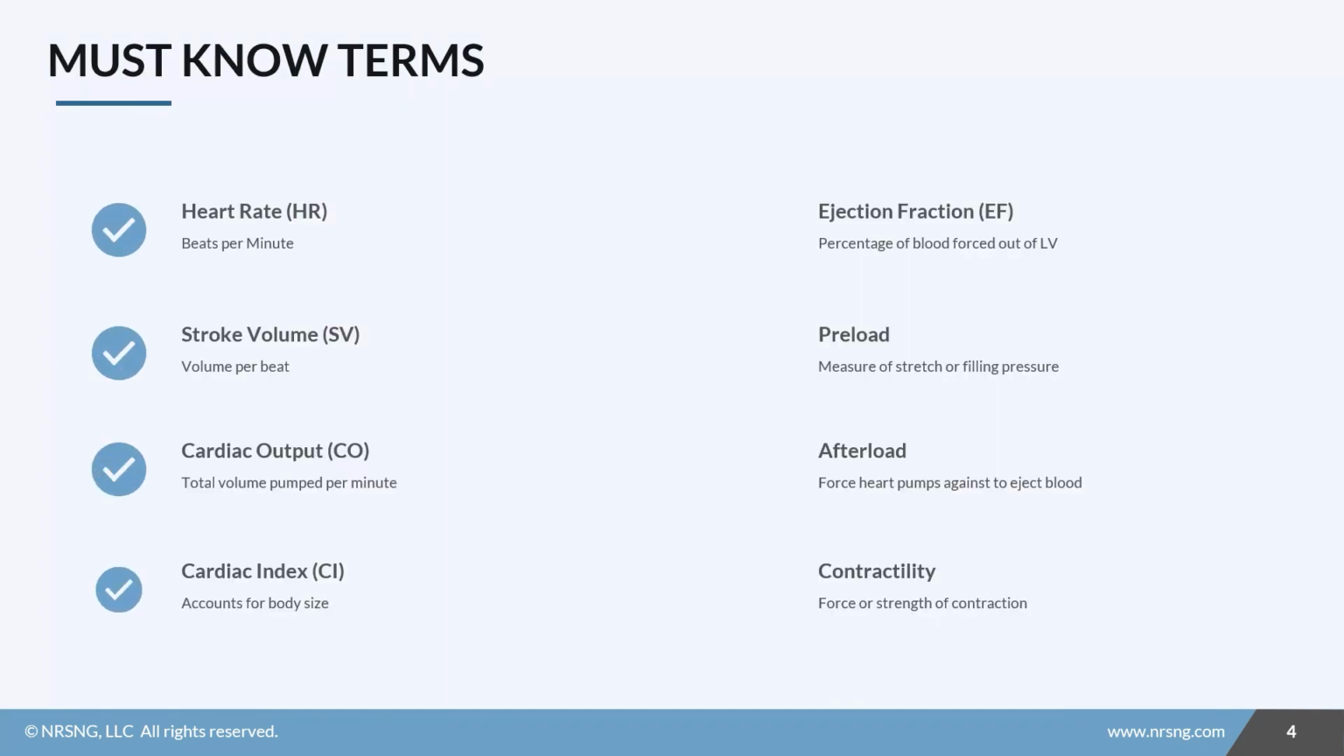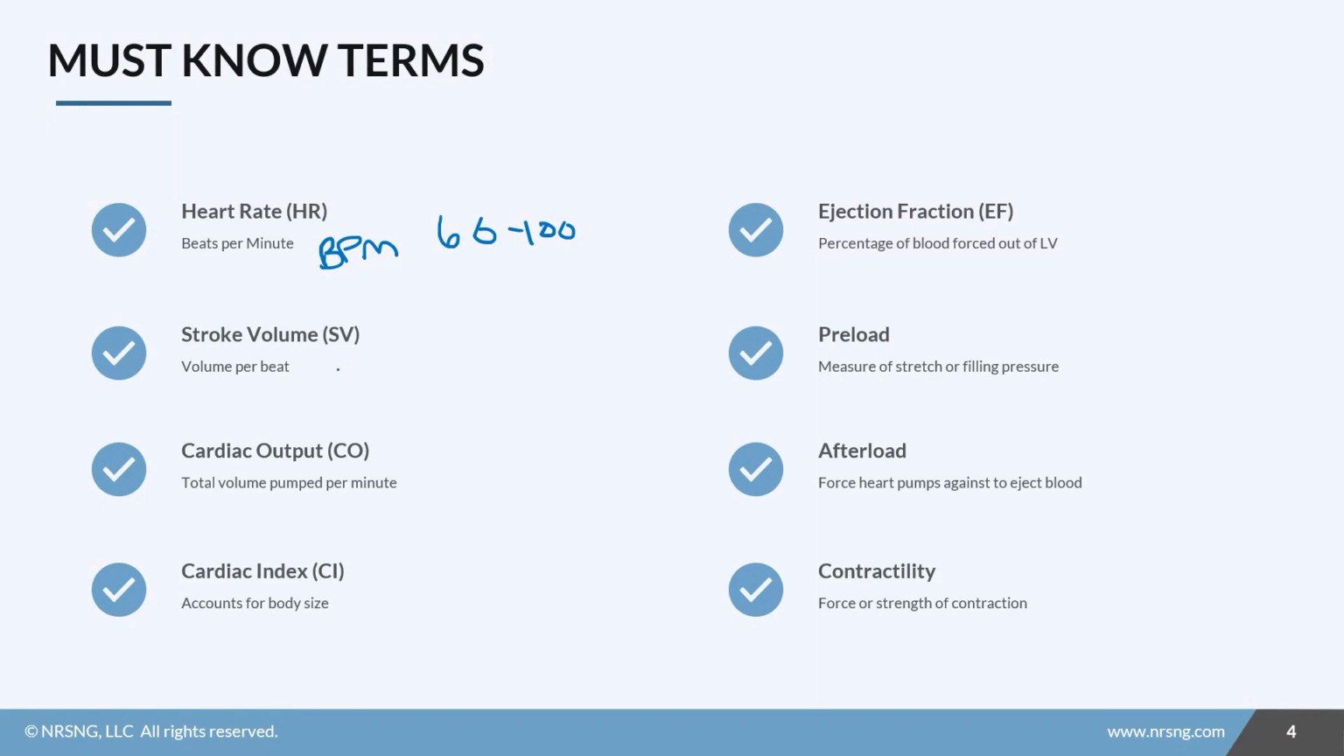So let's just look really quickly at some basic terms that you need to know, and then we'll talk about how they fit together. The first is just your basic heart rate. That's how fast your heart is beating. We measure that in beats per minute, or BPM, and normal is 60 to 100. Now, everybody's normal is different, but that's the basic normal.